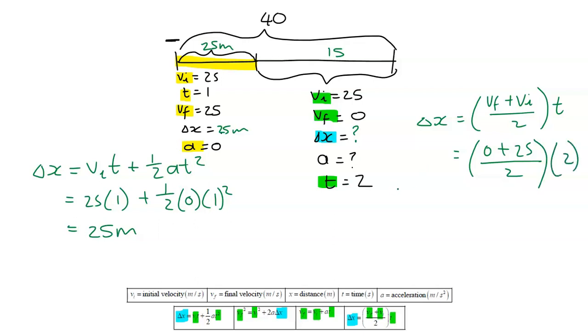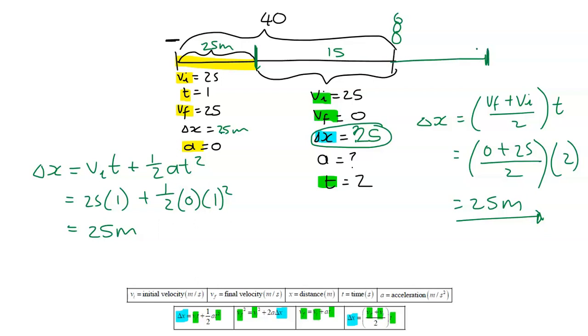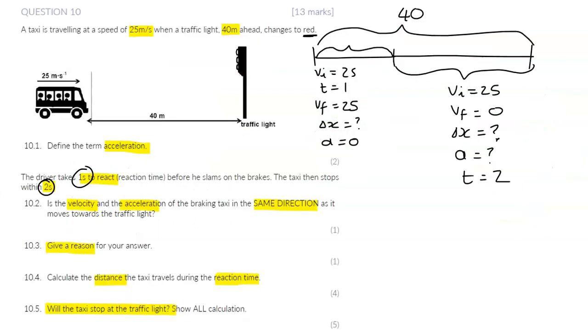So it's 25. With this calculation, if the taxi driver takes 2 seconds to come to rest, we just determined that he needs 25 meters to do that. But from the moment he presses on the brakes, he only has 15 meters before he gets to the traffic light. Which means that he will only come to a stop 10 meters after the traffic light. So he's going to run the light. Okay, let's just see what questions they asked us.